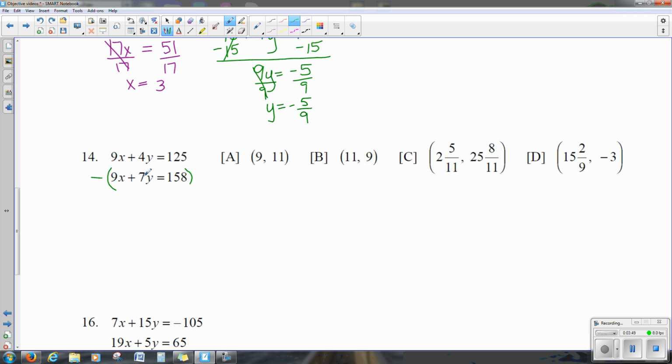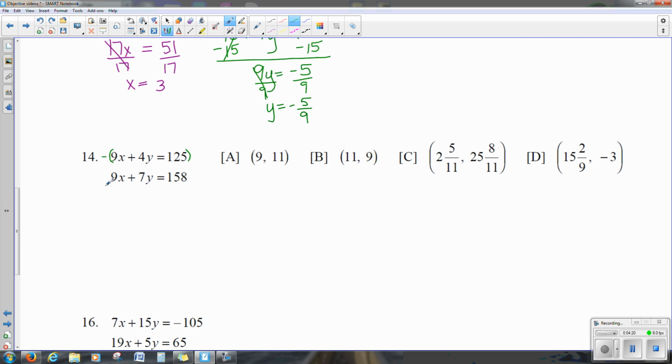However, if I look at this a little bit more closely, I realize that it would actually be a little bit easier if I multiply everything. I'm just going to go ahead and erase it. If I multiply everything in the first equation by a negative instead, it'll still give me negative 9x, which will cancel the positive 9x, but it'll give me negative 4y instead of negative 7y, and negative 125 instead of 158. So it's going to make this a little bit easier to solve.